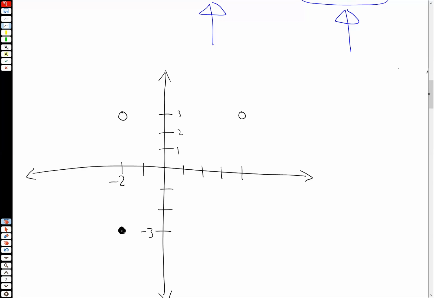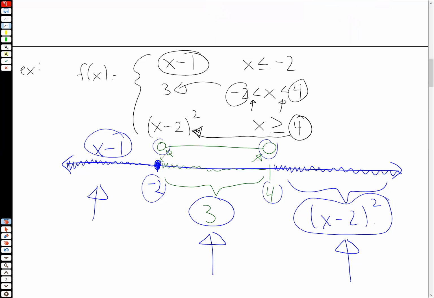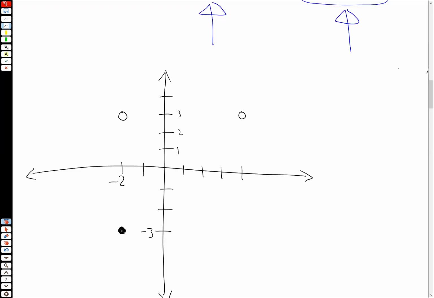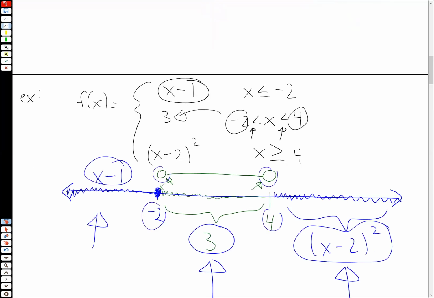And then lastly, I'm going to plug 4 into the function x minus 2 squared. If you plug 4 into that function, you will get 4. So we're going to get this point here. And notice again, I'm going to be putting a filled in hole there because we have a greater than or equal to in our function. Okay, so I've dealt with my endpoints. I've put the right either hole or filled in hole.